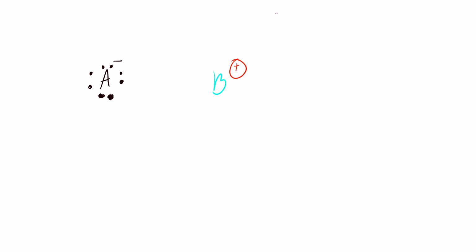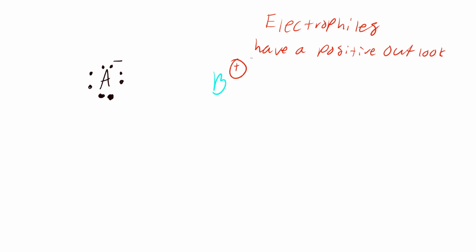Now, for electrophiles, here's a mnemonic: have a positive outlook. So they really love electrons, right? So whenever a nucleophile and an electrophile meet, the nucleophile will actually donate some of its depression to the electrophile, right? And so what we will have is an acid-base reaction, or specifically a Lewis acid and a Lewis base.